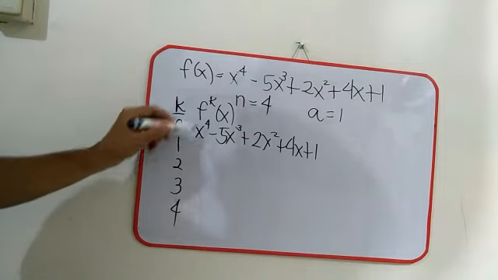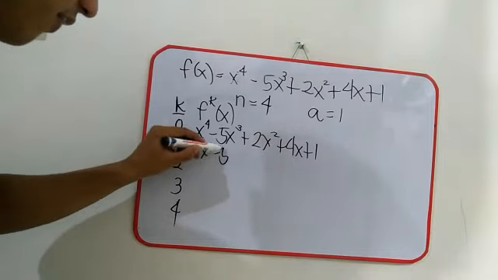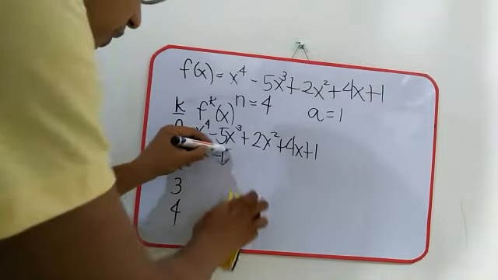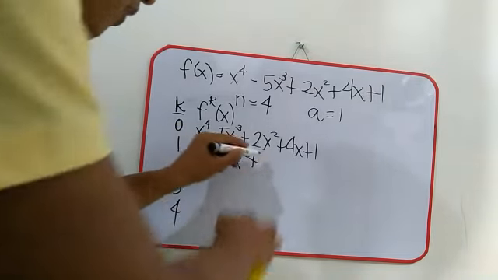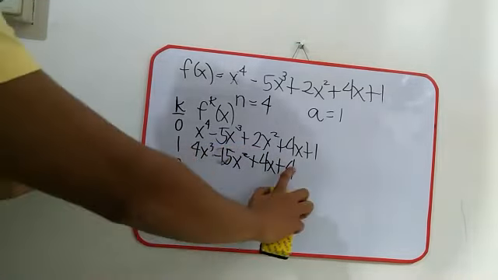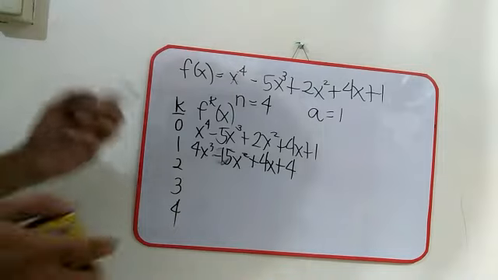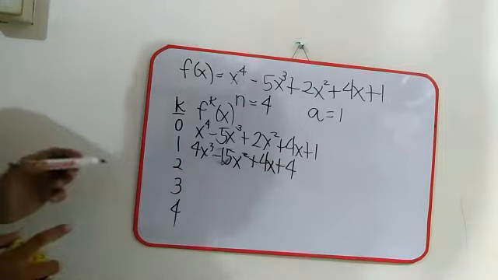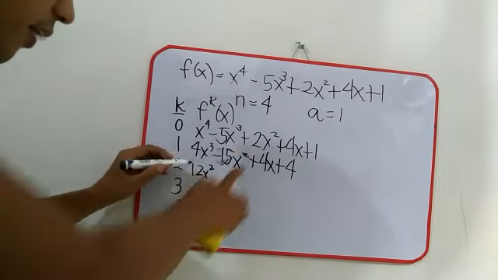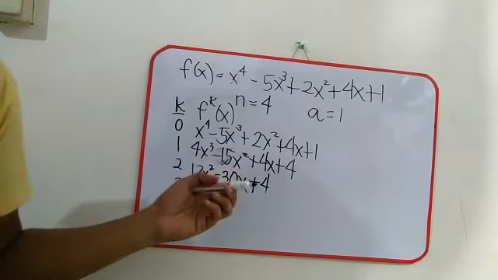To get the derivative of this function, we have 4x cubed minus 15x squared plus 4x plus 4. This is the first derivative of this function: 4x cubed minus 15x squared plus 4x plus 4. Then if k is equal to 2, we need to find the second derivative of this function. So we have 12x squared minus 30x plus 4.